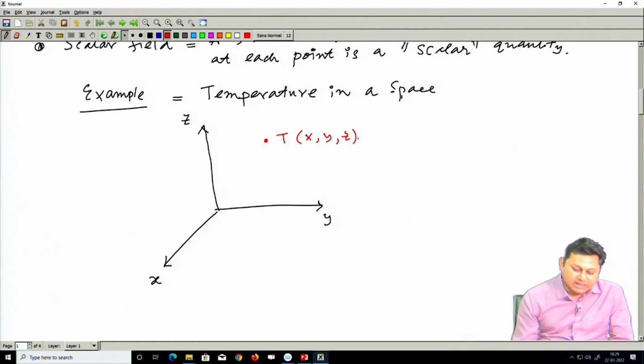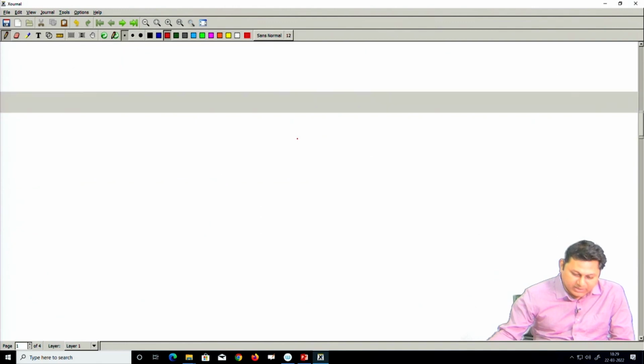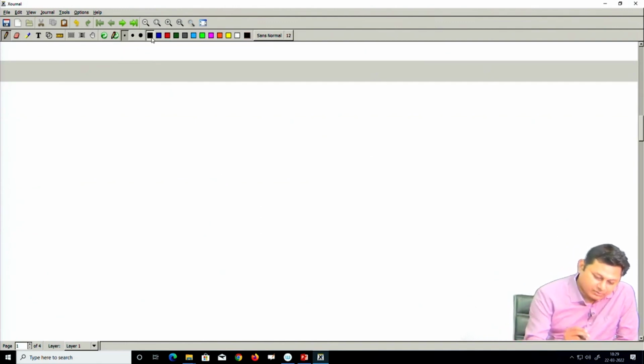But why is it a scalar field? Because temperature itself is a scalar quantity, it has a magnitude, and there is nothing related to direction. So, that is why temperature is an ideal example of a scalar field. In a similar way, we can have a vector field.